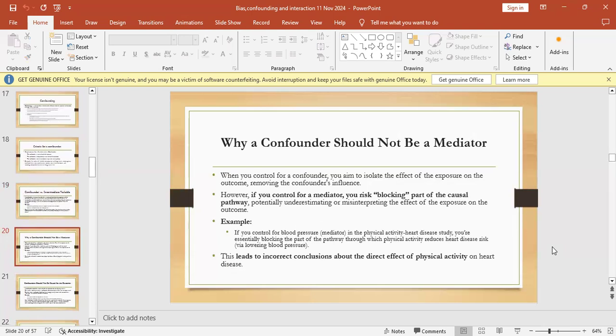Why should a confounder not be a mediator? When you control for a confounder, your aim is to isolate the effect of exposure on the outcome, removing the confounder's influence. But if you control for a mediator, you risk blocking part of the causal pathway, potentially misinterpreting the effect of exposure on the outcome. For example, if you control for blood pressure, the mediator, in the physical activity and heart disease relationship, you are essentially blocking part of the pathway through which physical activity reduces heart disease risk by lowering blood pressure. This leads to an incorrect conclusion about the direct effect of physical activity on heart disease.